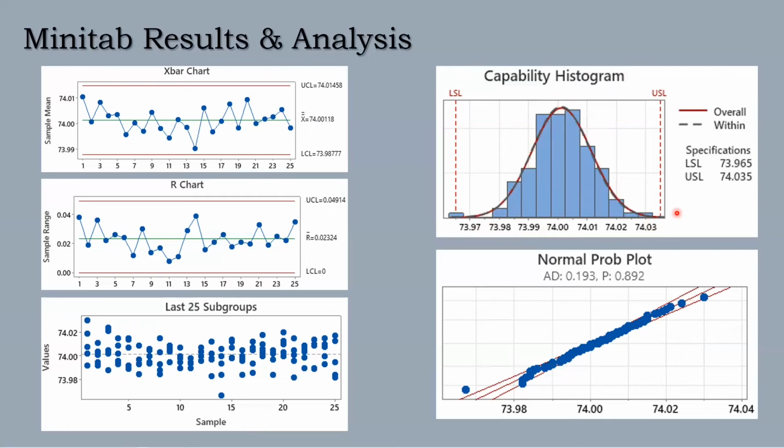So then we look at our normal probability plot, and we see that we have a p-value of 0.892, which is greater than the alpha risk of 0.05. And this shows that we can evaluate the capability of the process using a normal distribution.